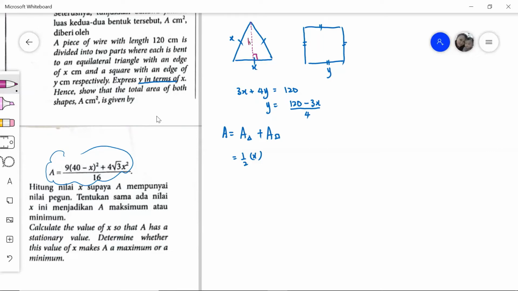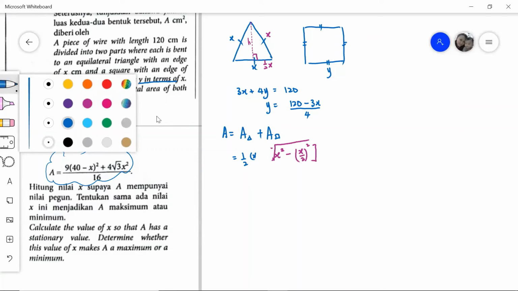So the height can be found by using the Pythagoras theorem. The hypotenuse is x, and the base here is half x. Therefore, the height will be x squared minus x over 2 squared, and then we square root the whole thing. That is the height. So half times base times the height, that is the formula to find the area of the triangle.